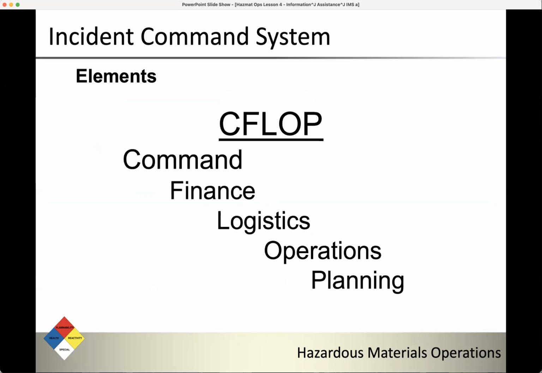One way to remember the general staff is you have the command staff. The acronym I came up with is CFLOP, command staff, and then with finance, logistics, operations, and planning.